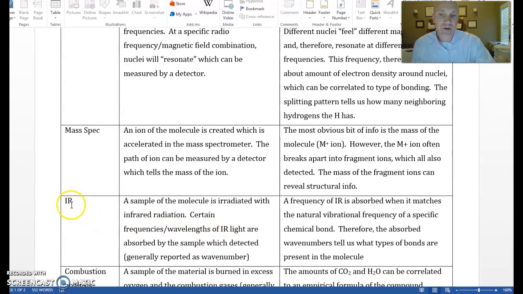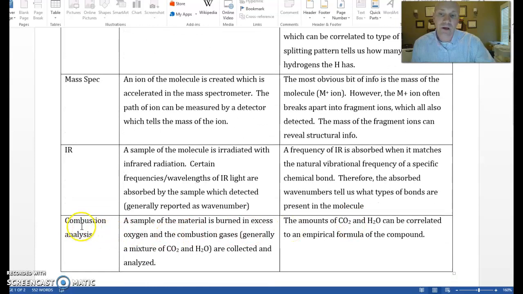All right. We've also talked about IR, infrared spectroscopy, and essentially what IR tells us is the types of bonds that are in the molecule, and that's because different bonds will vibrate at different frequencies. All right. For example, a carbon double bond oxygen will vibrate at a different frequency than an oxygen single bond hydrogen. All right, and when you're looking at the IR spectrum, you can tell what types of bonds are going to be present in the molecule.